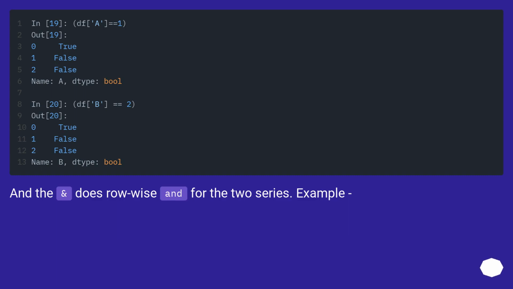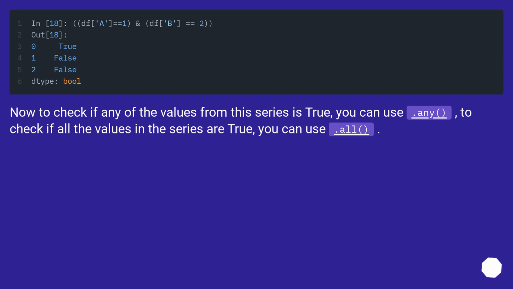And the AND is applied row-wise across the two series. Example. Now to check if any of the values from this series is true, you can use .any(). To check if all the values in the series are true, you can use .all().